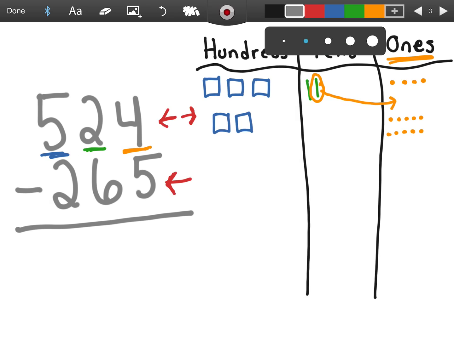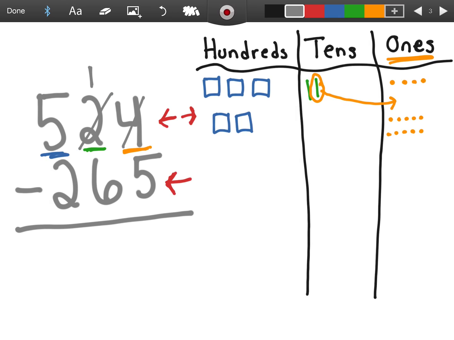So let's show that over here in our problem. We didn't have enough to take 5 away from 4, so we borrowed 10 from next door. The 4 ones became 14 ones, and we were able to subtract. So we can go back over to our chart and cross out 5 ones. And that leaves us with 9 ones. So these are our remaining 9 ones.